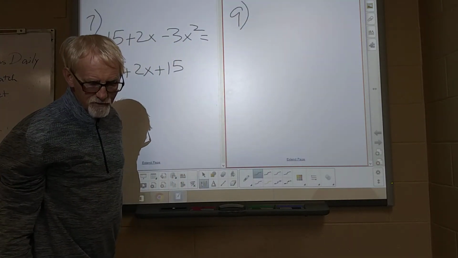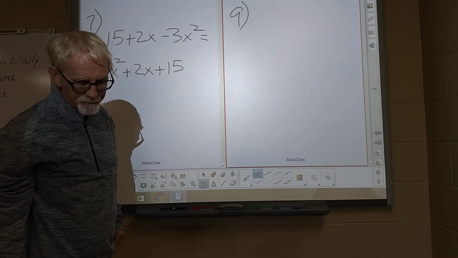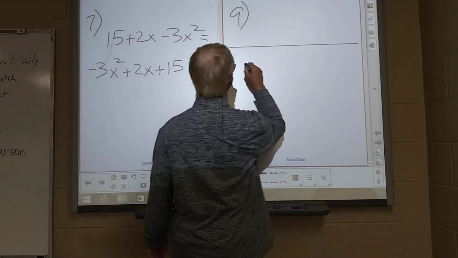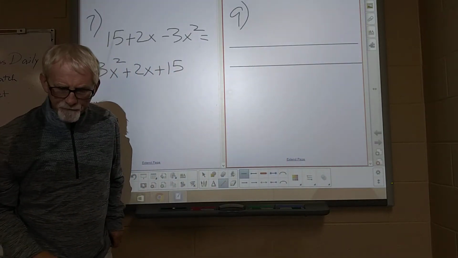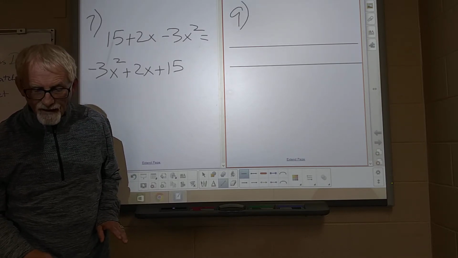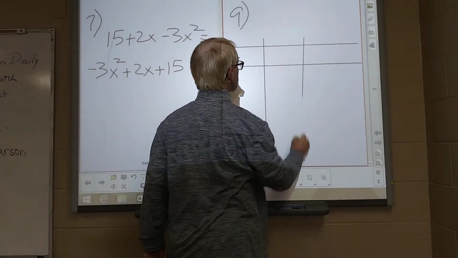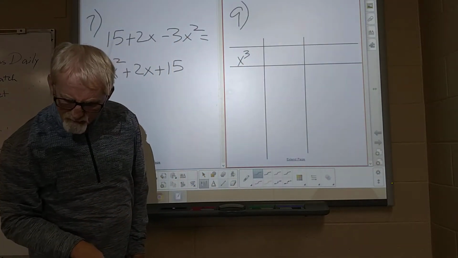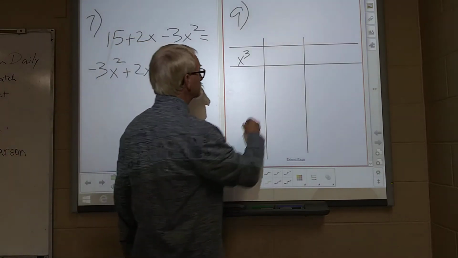Number 9. It says find each sum by using the horizontal and the vertical form. We're going to only do the vertical form. I like to make my columns and just delineate it out. We have x cubed, x, and numbers. I don't think we have any x squares, do we? No. So we have x cubed, x, and numbers.